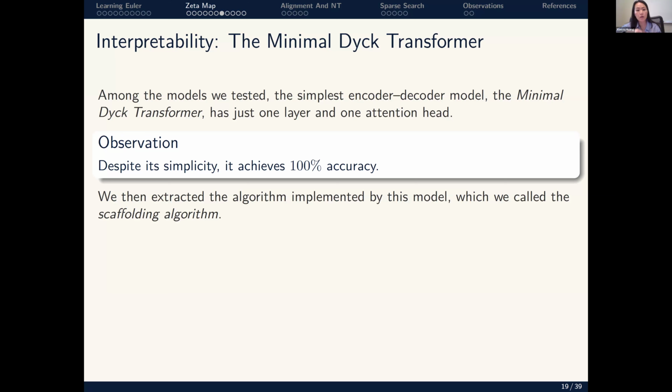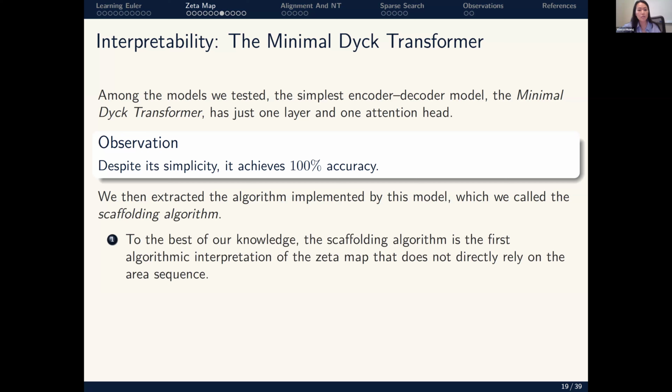And this is the model from which we're able to get an explicit algorithm out. We're able to explicitly extract the algorithm implemented by the model internally, which we call the scaffolding algorithm. But before I tell you what the algorithm looks like, I want to make two remarks. The first remark is that, to the best of our knowledge, the scaffolding algorithm is the first algorithmic interpretation of the zeta map that does not rely directly on the area sequence. Because the zeta map is a well-celebrated map in combinatorics, there are many algorithmic interpretations of it, but all of them directly rely on the area sequence, while the scaffolding algorithm does not.